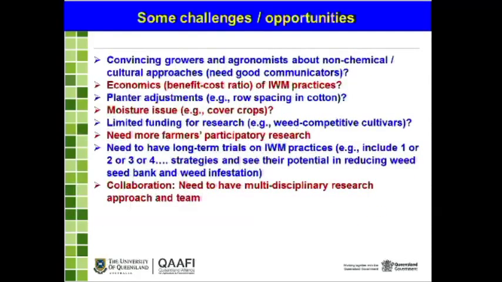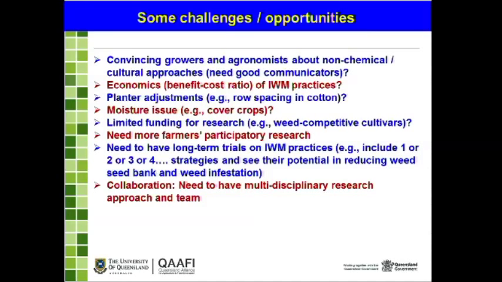I think there were a few challenges and opportunities. One is convincing growers. I get very excited when I say that this narrow row spacing can suppress weeds, but it's very hard to convince growers or researchers. So we need good communicators. That's also very important, not just a good researcher. Economics is very important. We can say, oh, use these 4 methods, but are they economic? So we need someone who can tell, yes, you can use these types of strategies.